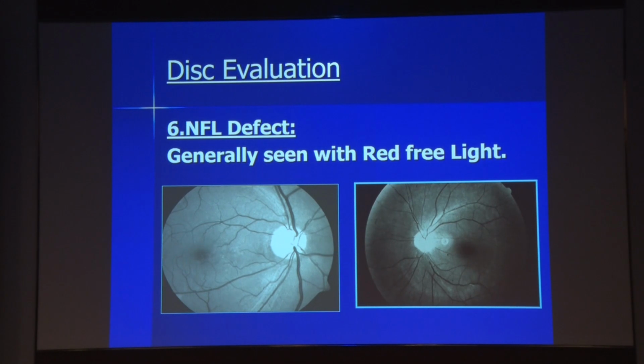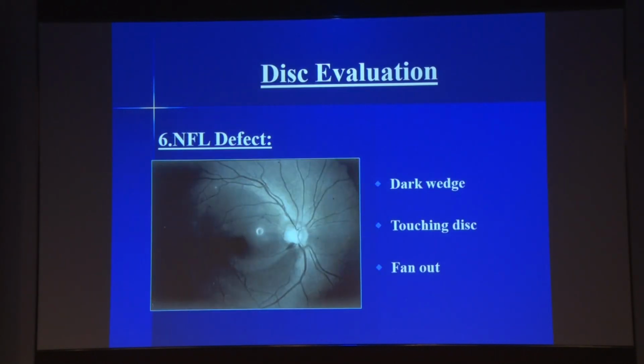It is very unlikely, near impossible, in a normal 90D examination without red free light, to pick up a nerve fiber layer defect unless you look carefully with the red free light. The nerve fiber layer defect is like a dark wedge touching the disc. You see a hemorrhage here, the defect touches the disc and then fans out into the periphery. And as I said earlier, you see the glistening texture all around the disc, but here the texture is missing.